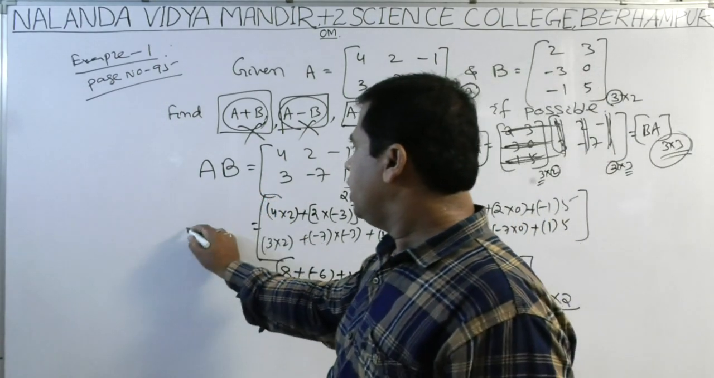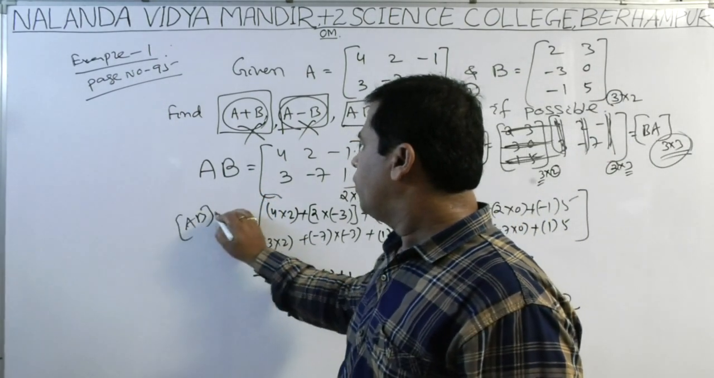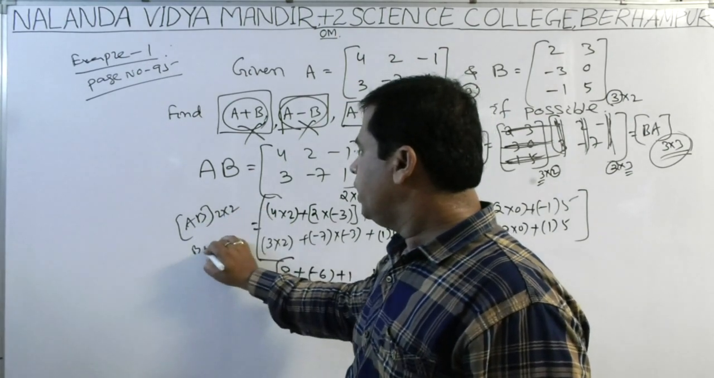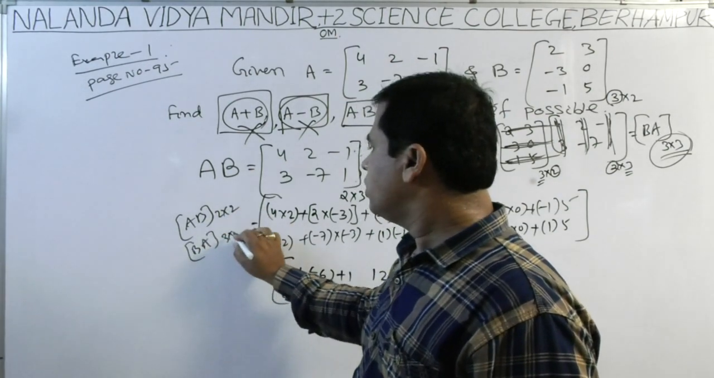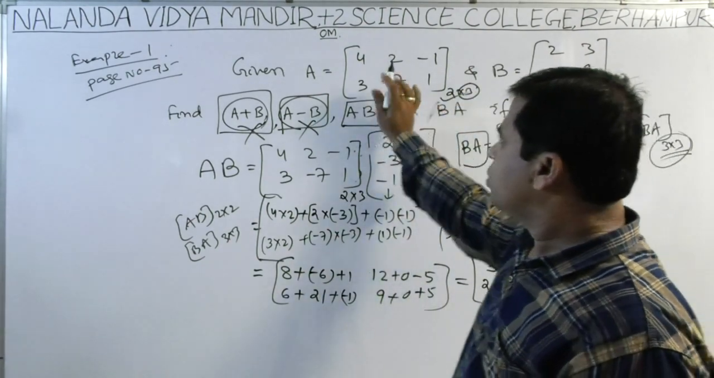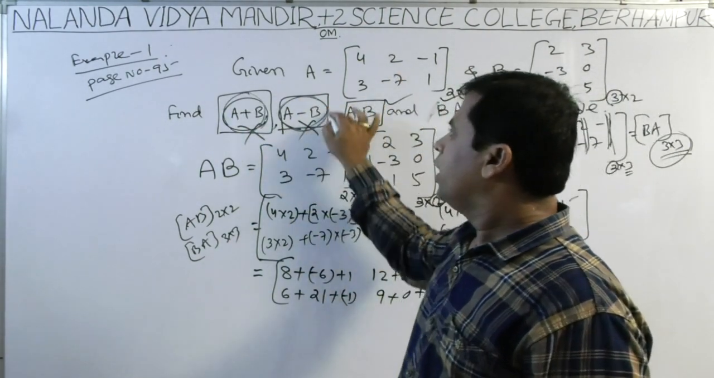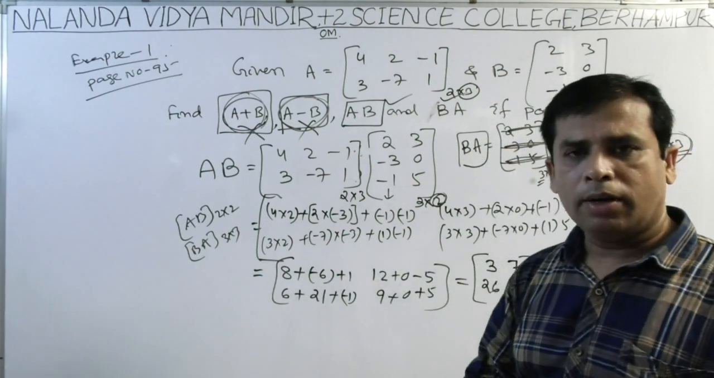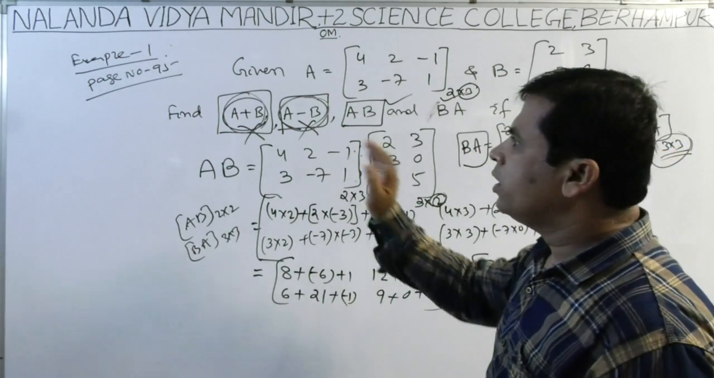Here AB is of order 2 cross 2, but BA is of order 3 cross 3. In this way, we can find AB and BA. But in this question, we cannot define A plus B and also cannot define A minus B. Okay? This is our example 1.